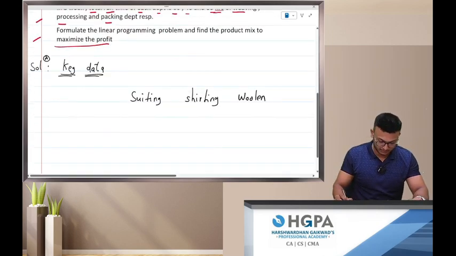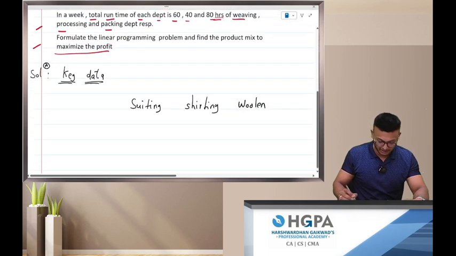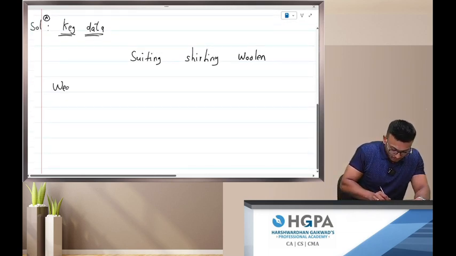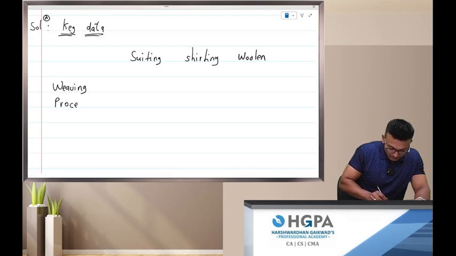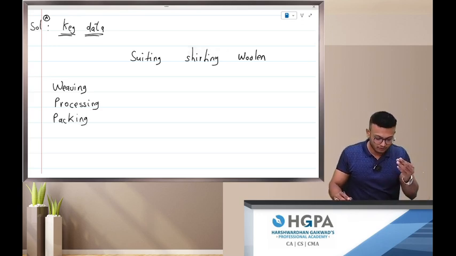And you have 3 departments. What is that? Weaving, processing, and packing. Now, if you do this, it becomes very simple. You have to just put the figures now.